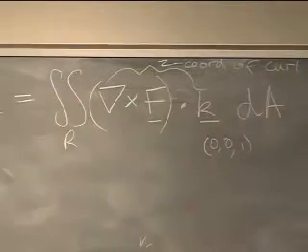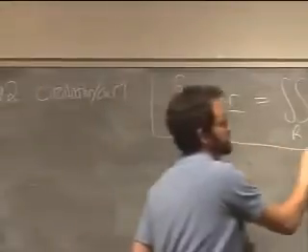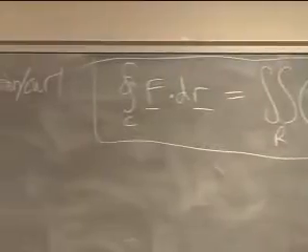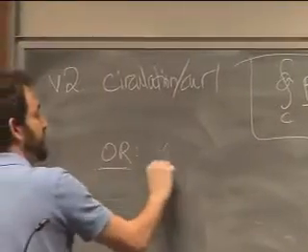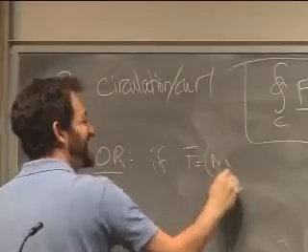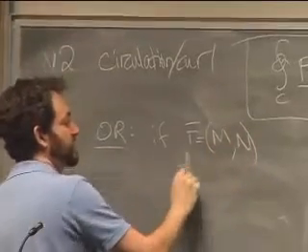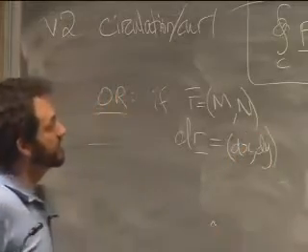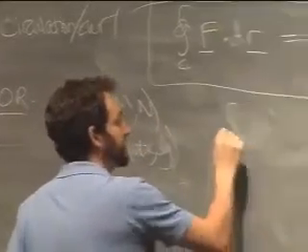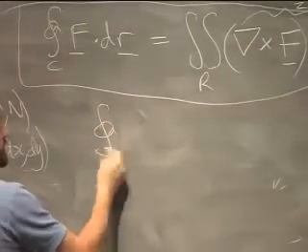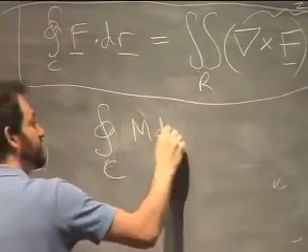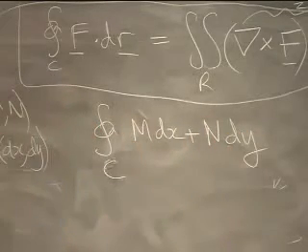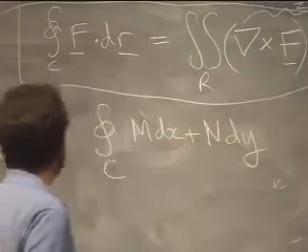That's the geometric interpretation. And that is the second form. Again, it has a nice version if F is M, N, and then dr, as we saw, is just dx, dy this time. So the left-hand side in the differential form is M dx plus N dy.